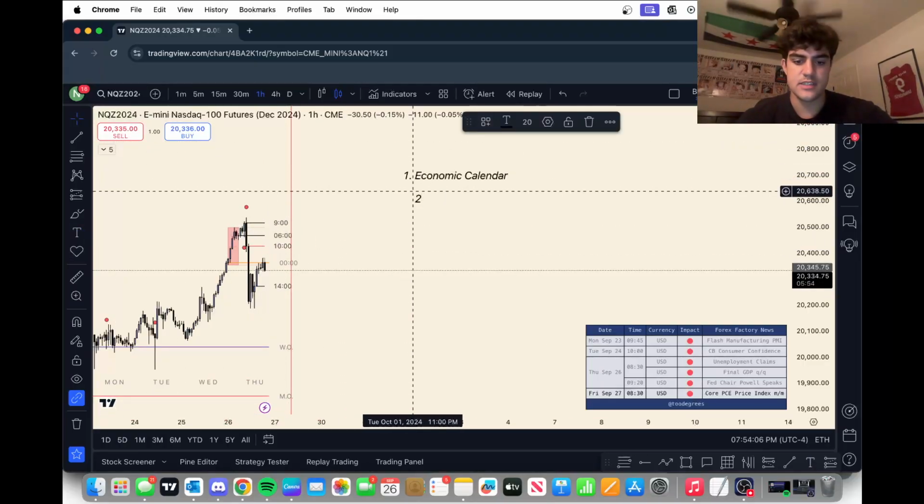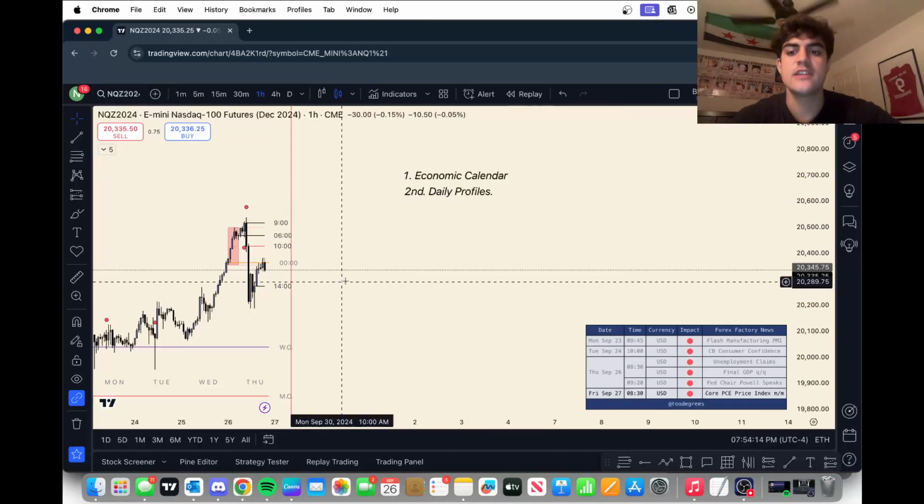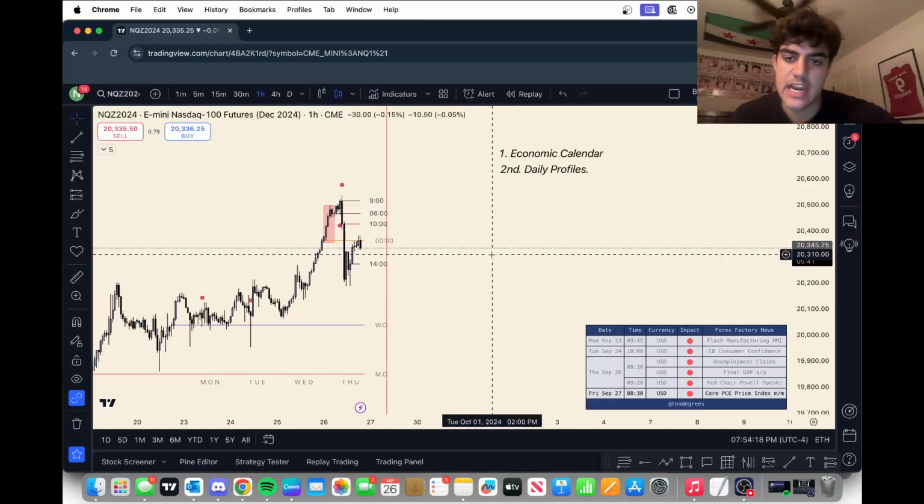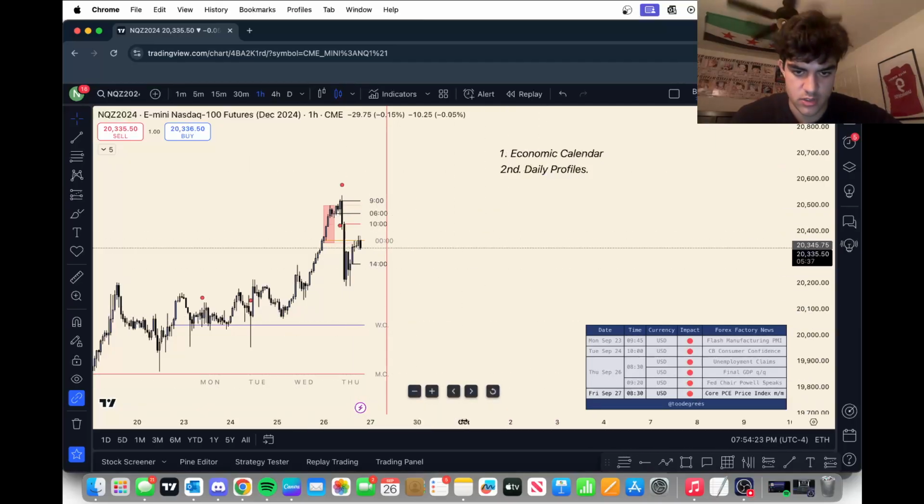Second, you must understand daily profiles. Like I said, this is not a pattern. You cannot trade this model simply blind and just wait for the sweep of every 8 o'clock high or every 8 o'clock low. There are certain elements as to why it works, right?